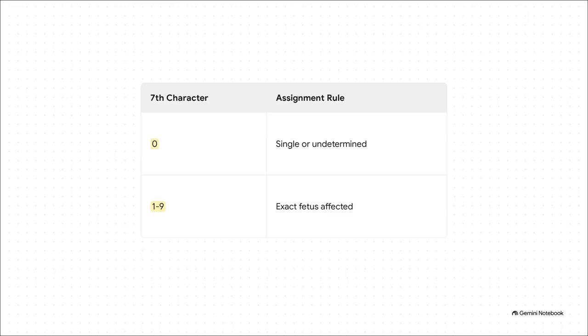That is exactly what the 7th character does. There's a very distinct rule separating when you use a 0 versus the numbers 1 through 9. You assign the number 0 as your 7th character in 3 very specific instances: for single gestations, when the documentation is just totally insufficient to determine the affected fetus and you literally can't get clarification, or when it is genuinely clinically impossible to determine which fetus is actually affected. On the flip side, you assign numbers 1 through 9 to specify the exact fetus affected. Fetus 1 gets a 1, fetus 2 gets a 2, and so on.